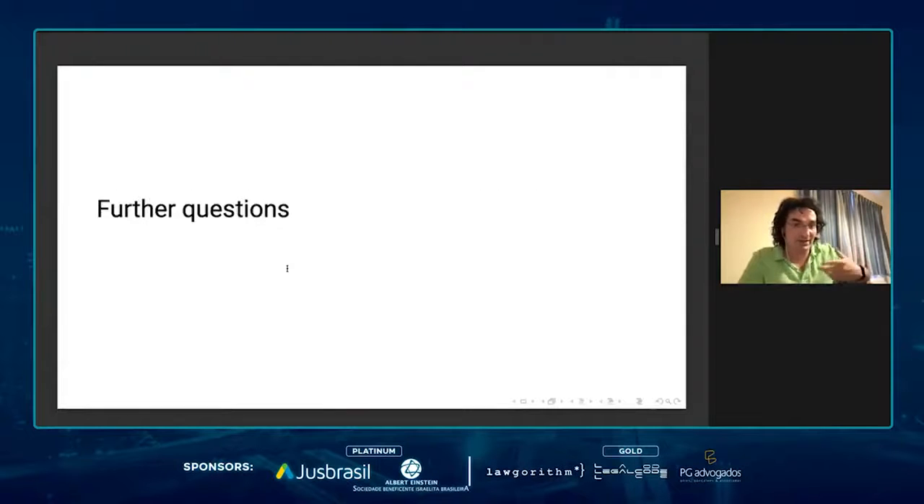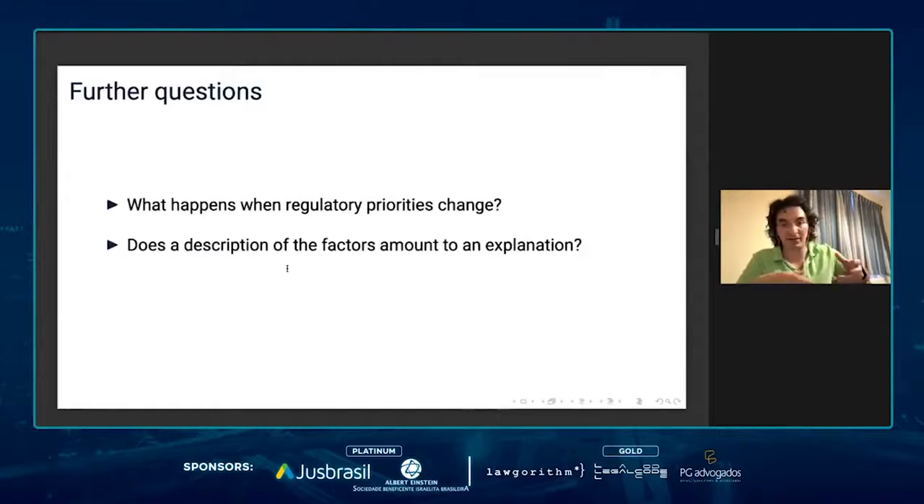Some of the further questions that we had were left a little bit open, but we discussed them a little bit more in the paper. So what happens when regulatory priorities change? Your training data is one way, but your priorities may change as a regulator. You may want to focus on different aspects of the law, but your previous cases are decided in a certain way. Therefore, your system will now be less effective, and it already has pretty questionable performance.